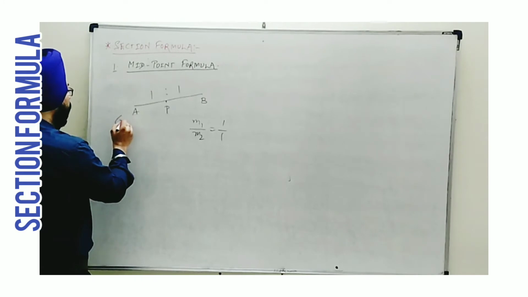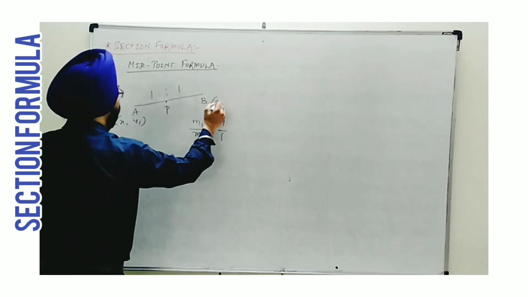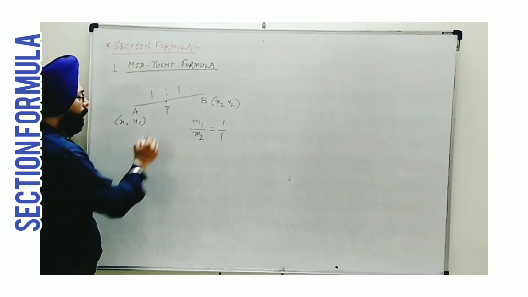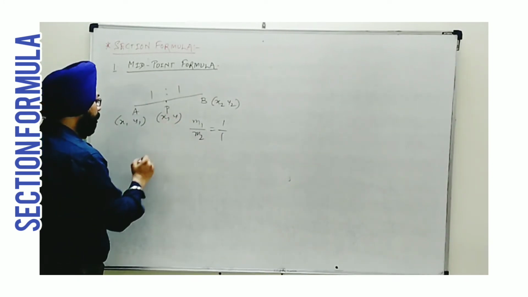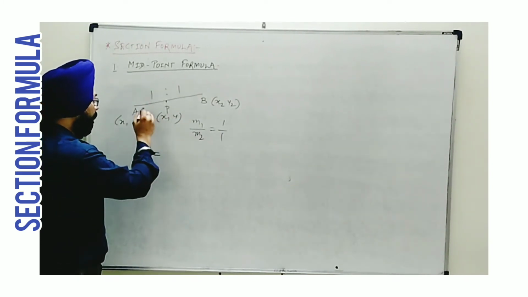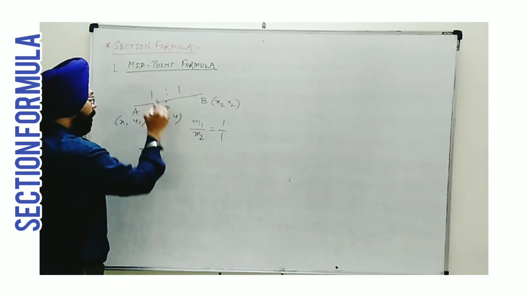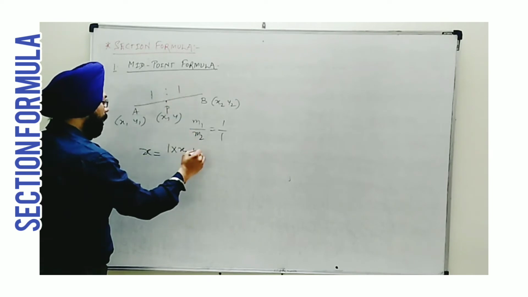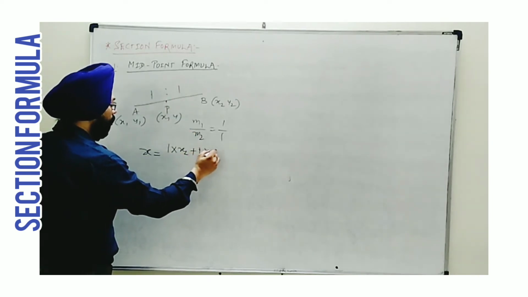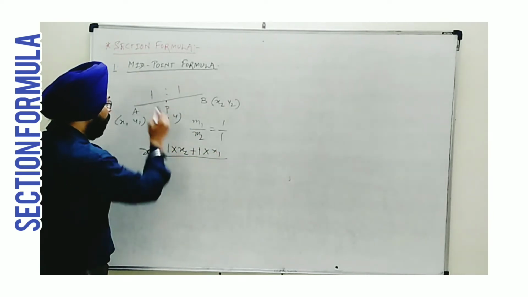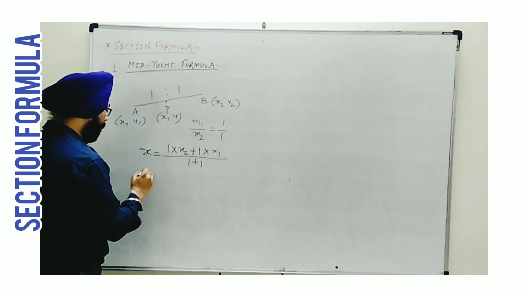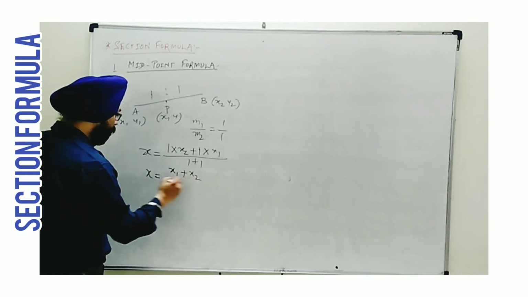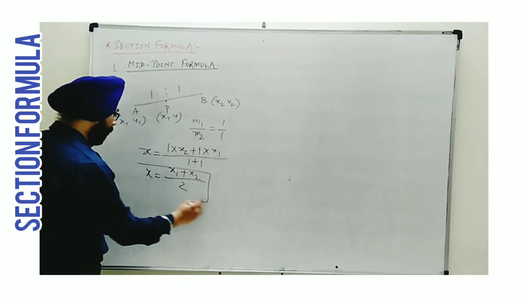Now if we are given x1, y1 as the coordinates of A, x2, y2 as the coordinates of B, then applying the same section formula, I need (x, y). Then x will be written as m1, this time I have taken as 1, into x2 plus m2, 1, into x1, upon m1 plus m2, means 1 plus 1. So finally we get x equal to (x1 plus x2) upon 2.